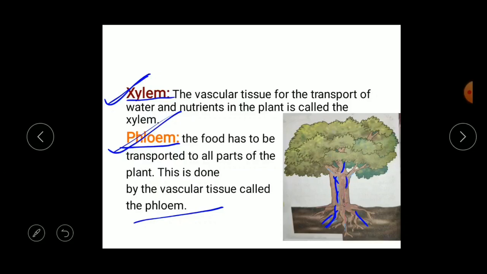Okay, so these are the phloems, they are showing you, just imagine it. These act like a phloem, because once the food is prepared in the leaves, it will be transported to all parts of the plant through the phloem. So what is the function of the xylem? It transports water, minerals and nutrients to all parts of the plant. And what is the function of the phloem? It will transport prepared food to all parts of the plant. So this is the function of the xylem and the phloem.